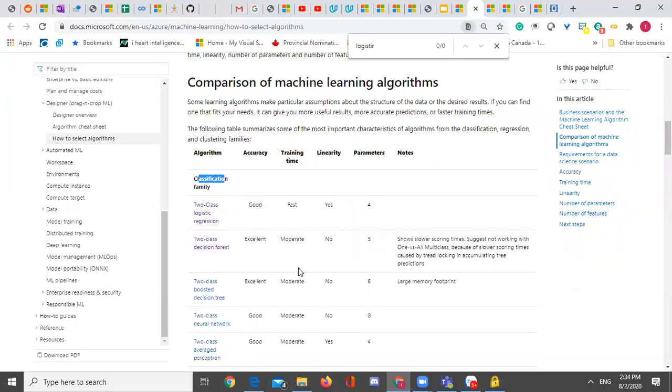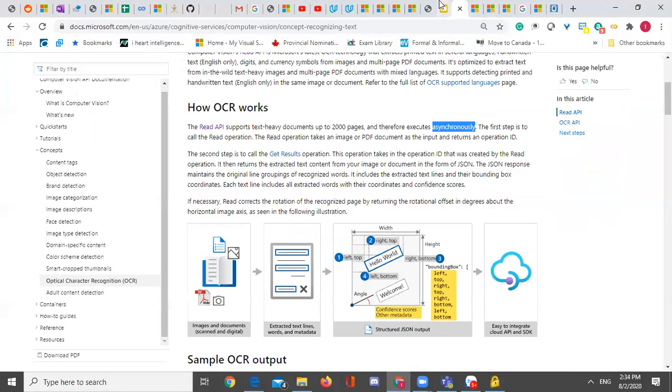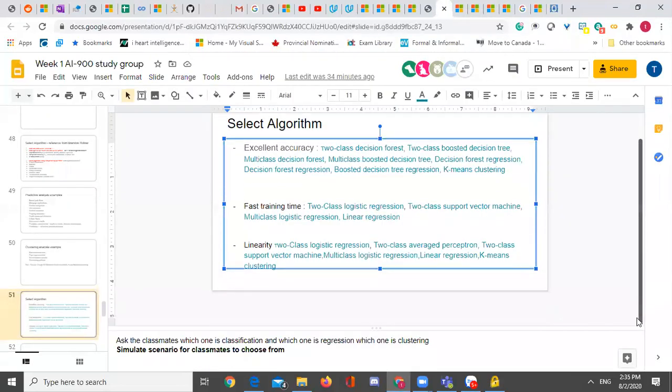It's a very confusing name, right? When you see logistic regression, you think it would be in regression, but it's actually in classification. I got that wrong a couple of times. So please look at it here to see how Microsoft classifies accuracy, training time, linearity, parameters, and some notes on that. Yes, linear regression is regression, and logistic regression is classification. It's very easy to make a mistake. I did a few times too.